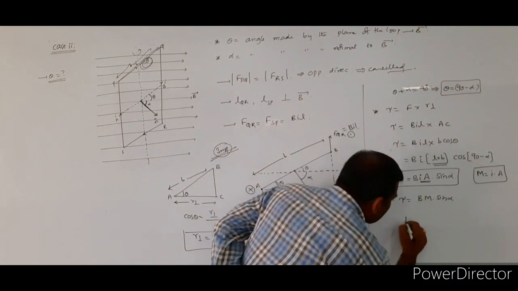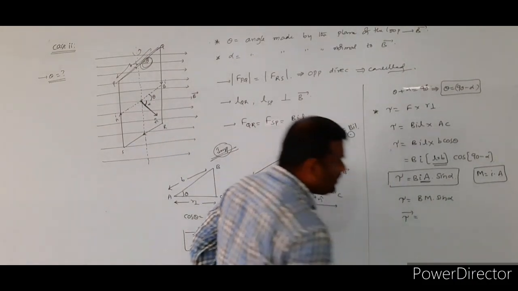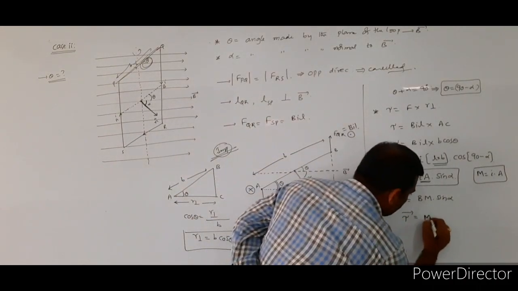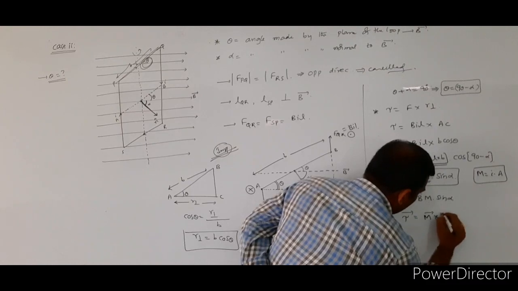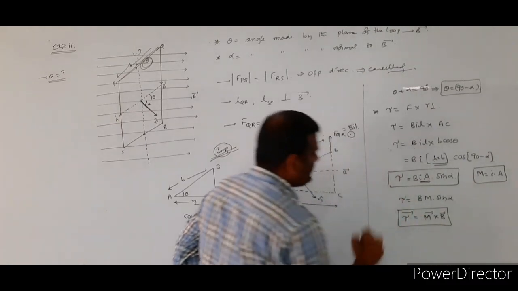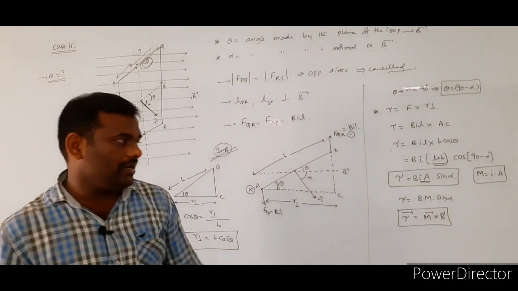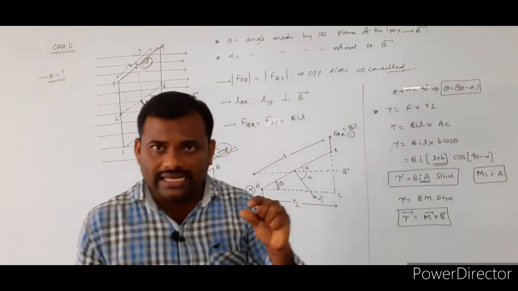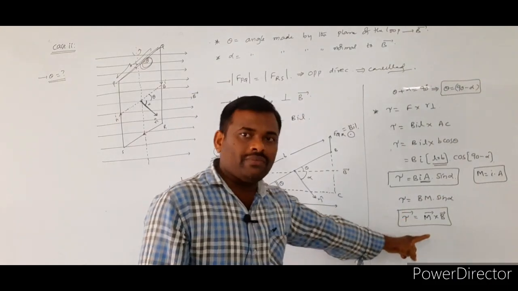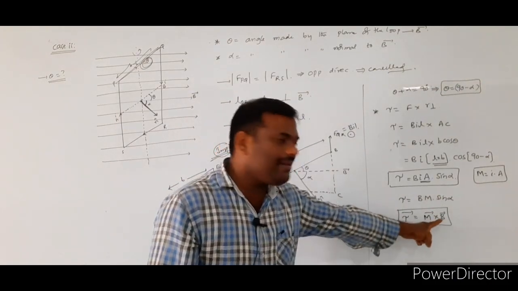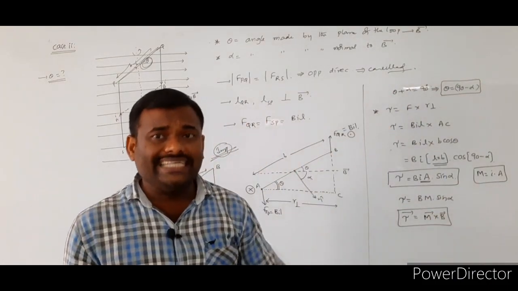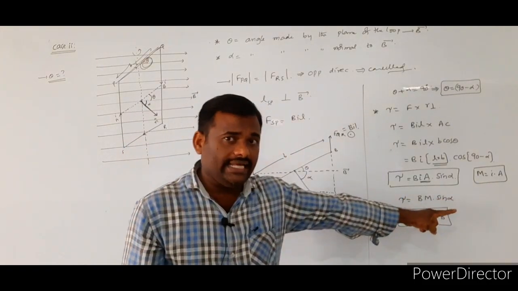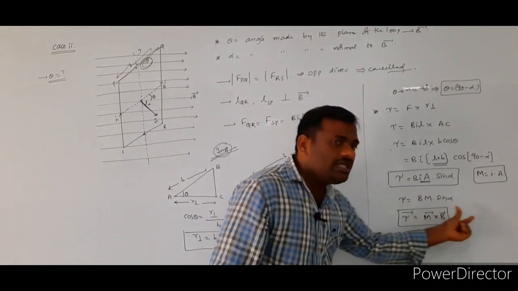So the torque was represented in the vector notation. Tau bar is equal to M bar cross B bar. What is the M bar? Magnetic moment of the given rectangular loop. And B bar is indicating the direction of the magnetic field, and alpha is indicating the angle between these two vectors.